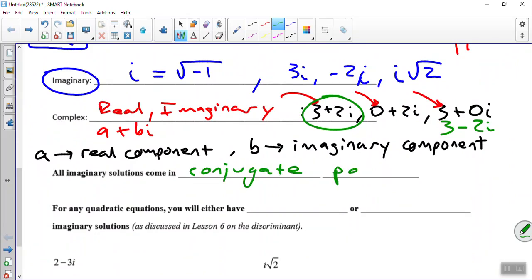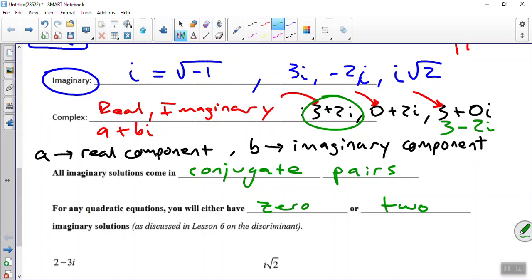All imaginary solutions are going to come in conjugate pairs. You're always going to have two imaginary solutions, so 0 or 2 imaginary solutions. They're either going to be real or they're going to be imaginary. You're not going to have both. Now, when we look at polynomials, that'll be different. But for quadratics, this is what we're looking at.